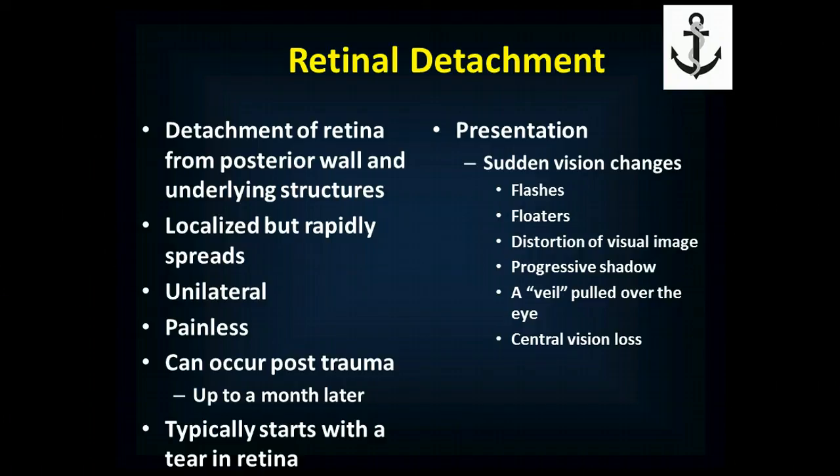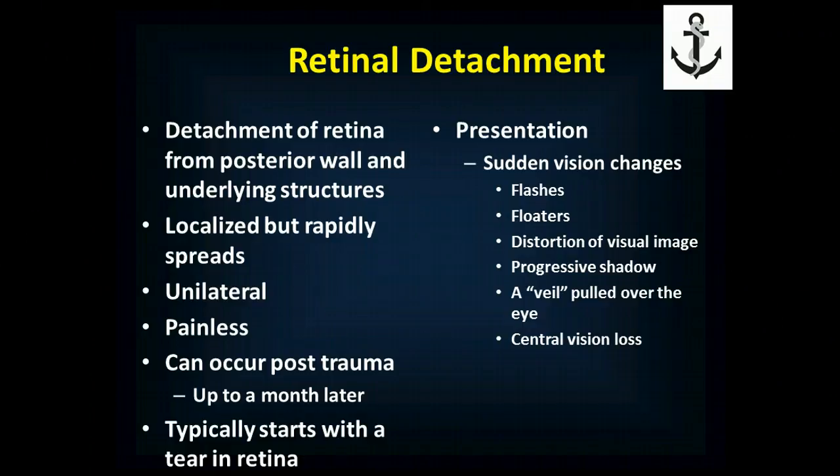It can occur after trauma up to a month later, so a patient may have had a head or eye trauma a month ago and now suddenly complains of visual changes. That's very concerning. And typically it starts with a tear, but again, there can be a small buckle as well. And these present with sudden vision changes.